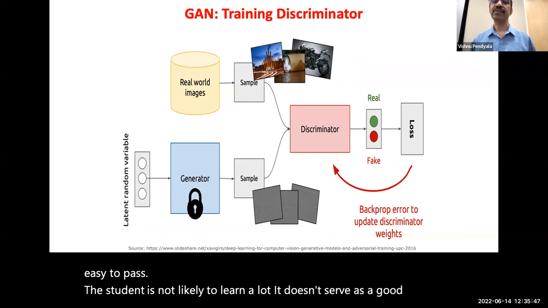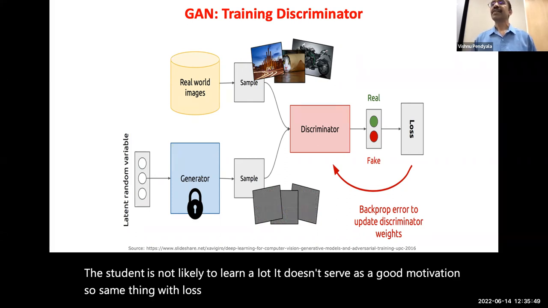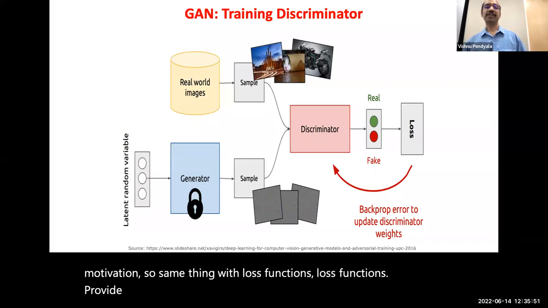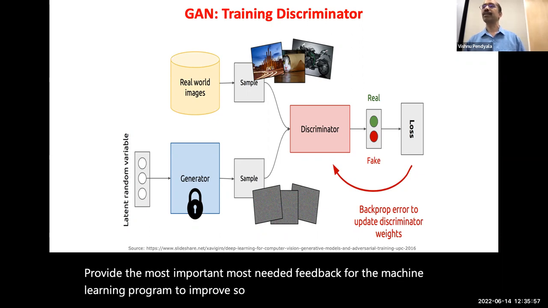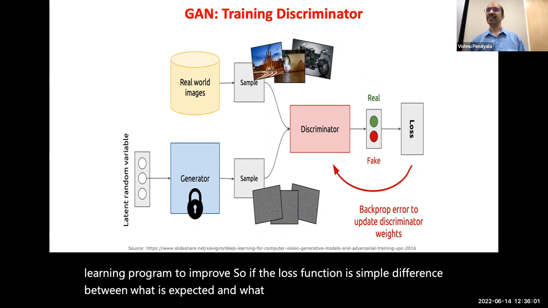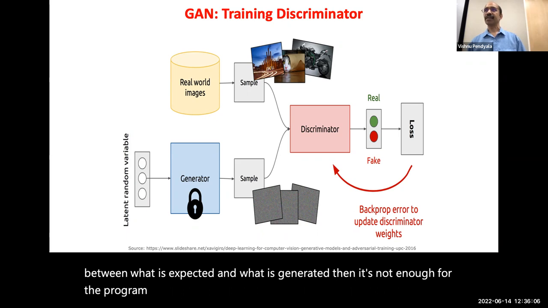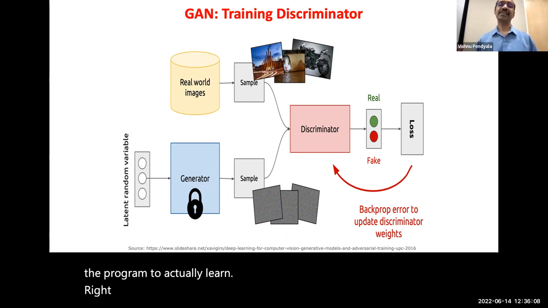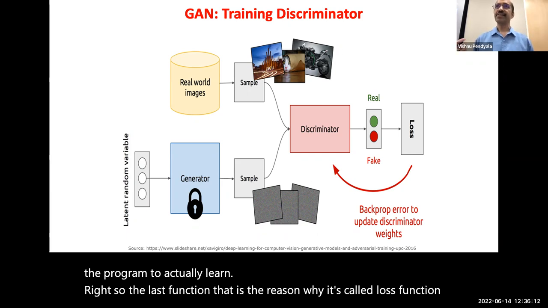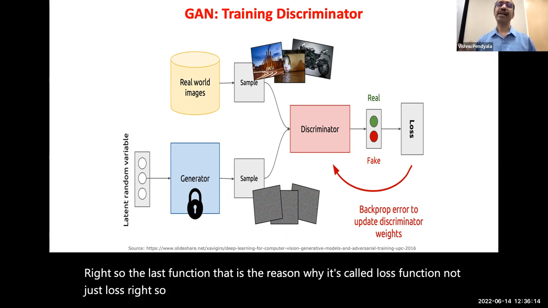So same thing with loss functions. Loss functions provide the most important, most needed feedback for the machine learning program to improve. If the loss function is simple, the difference between what is expected and what is generated, then it's not enough for the program to actually learn, right? That is the reason why it's called a loss function, not just loss, right? So we typically come up with a function to represent the loss.